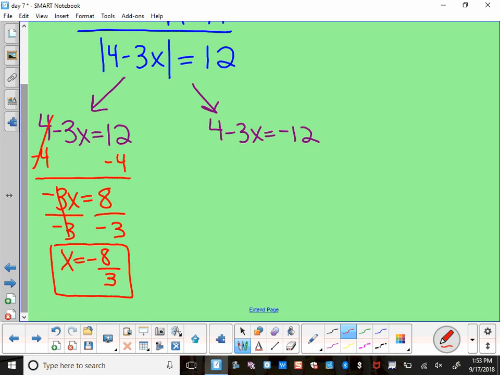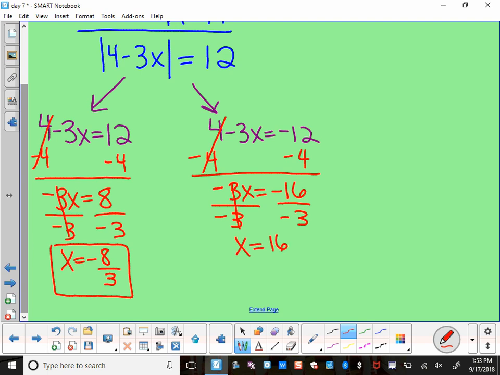Our second equation, minus 4 minus 4, that cancels out. We're going to have negative 3x is equal to negative 16. Divided by negative 3. So x equals positive 16 over 3. Negative, negative cancels out.